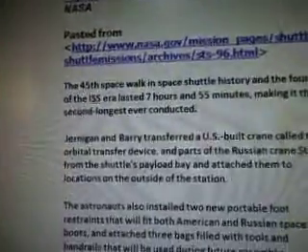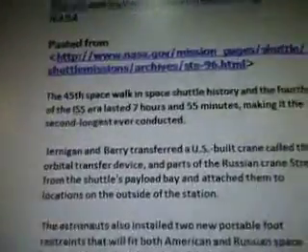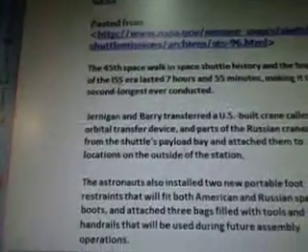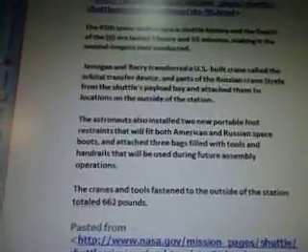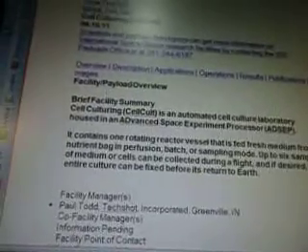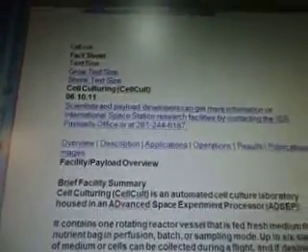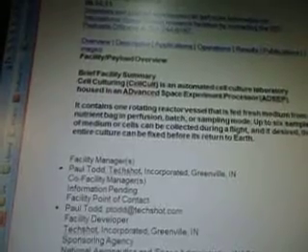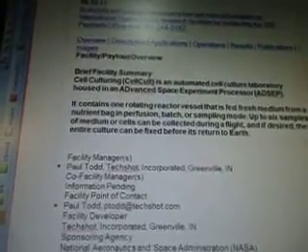Okay, so the 45th spacewalk in Space Shuttle history and the 4th of the ISS era lasted 7 hours and 55 minutes, making it the longest ever conducted. And it talks about what they transferred. If you go to the NASA government site, you can read up about it. And I found scientists and payload developers can get more information about cell culturing from the payload's office. That's their phone number. I already read that, so I pulled that out.